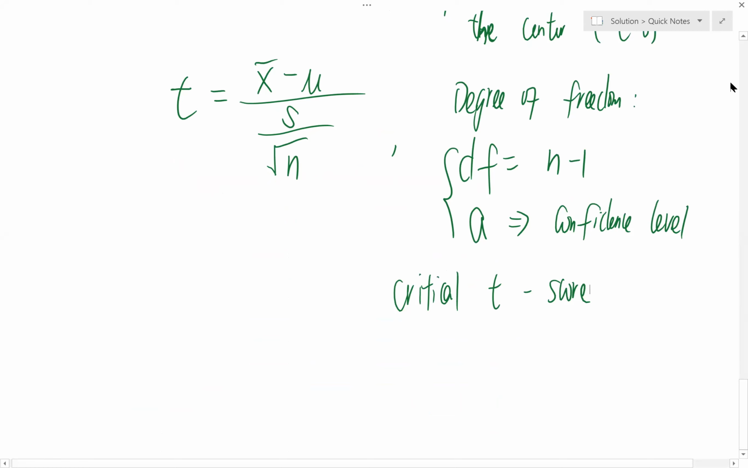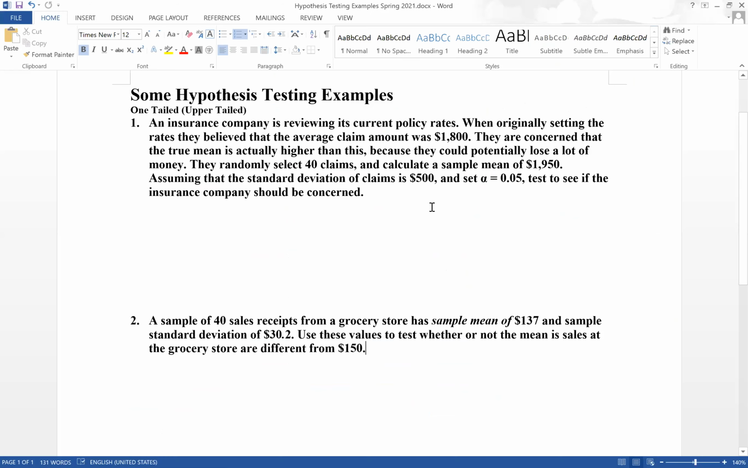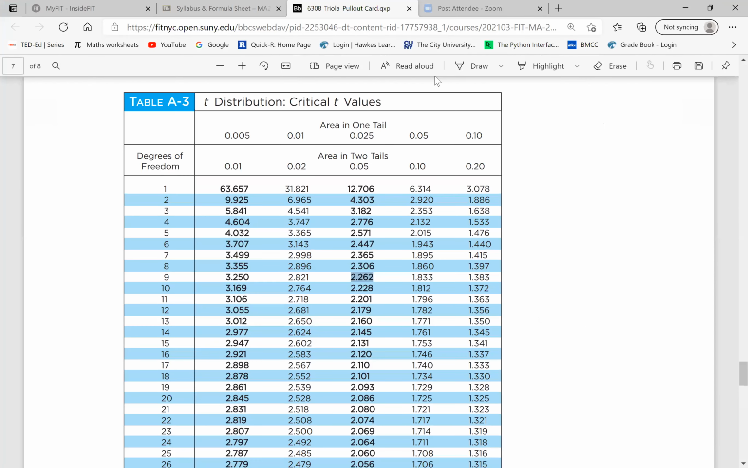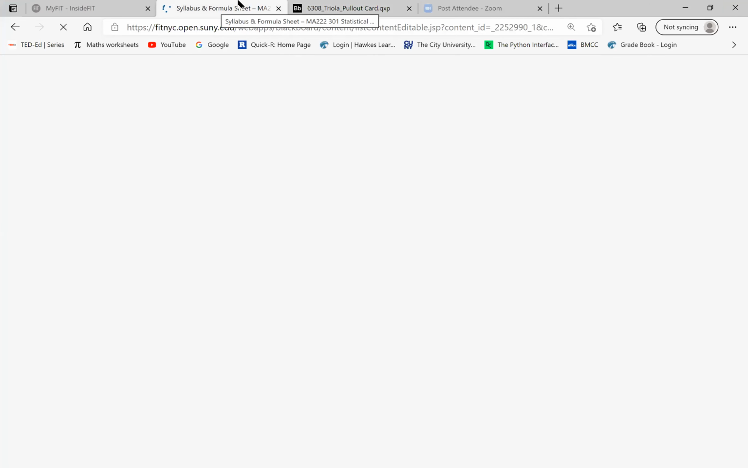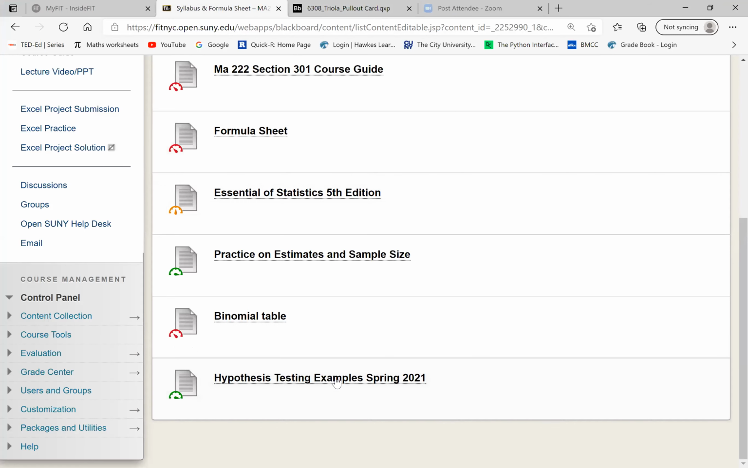All right, very good. So now let's take a look at a couple of examples. Let's start with this. I posted a file in Blackboard. If you log on to Blackboard, you can open it under the syllabus and formula sheet. I posted this hypothesis testing example, spring 2021. You can open that file, and you should be able to see both examples here. We're going to apply the hypothesis testing procedures to show you the details. So let's look at it together.